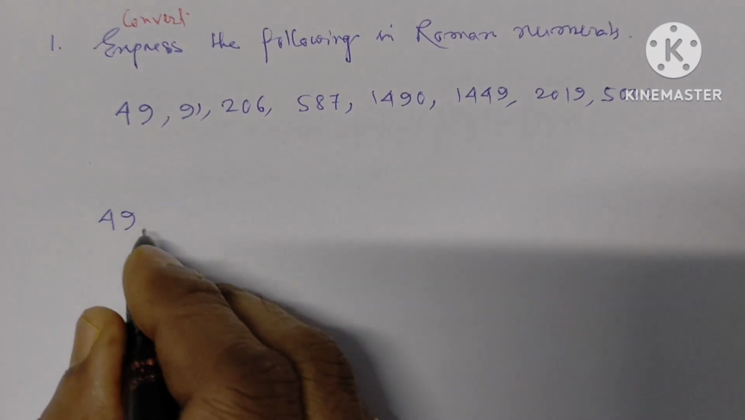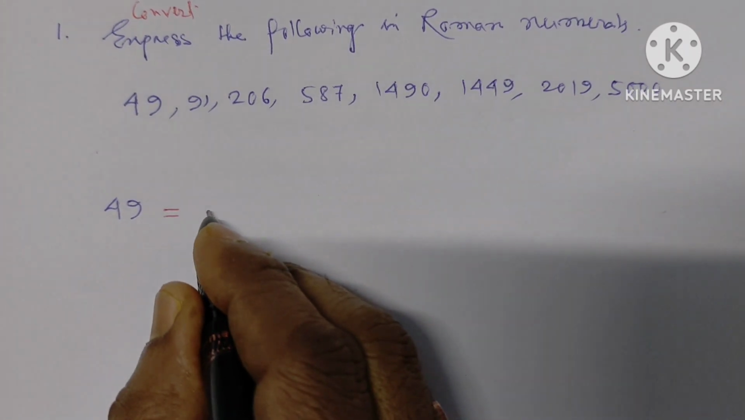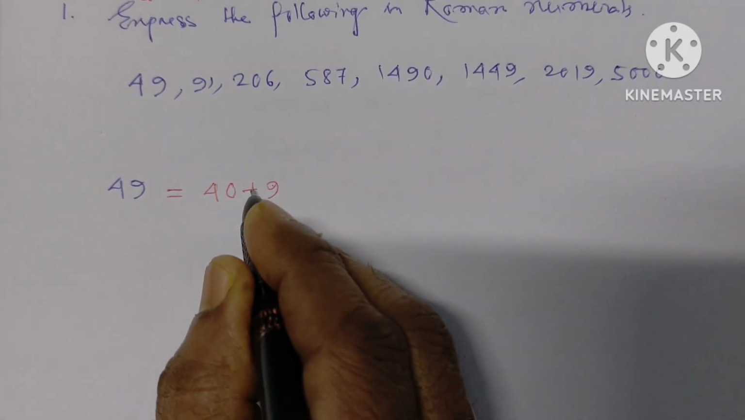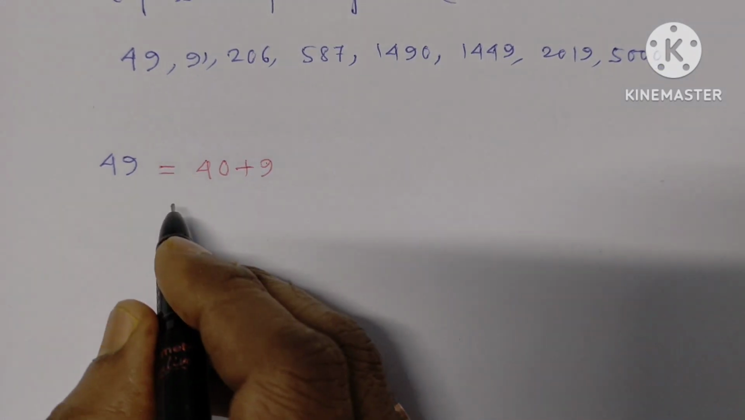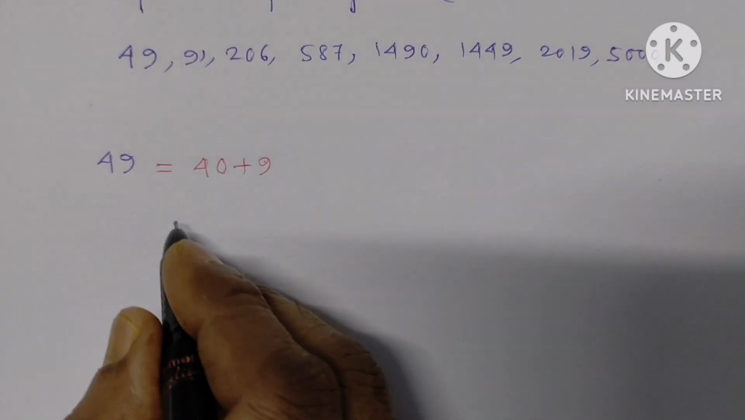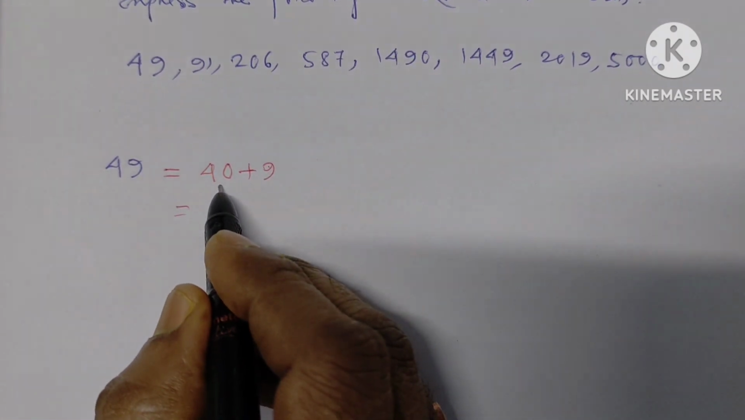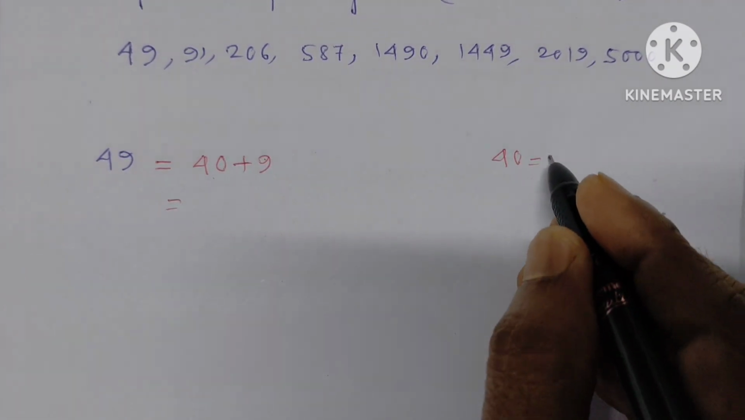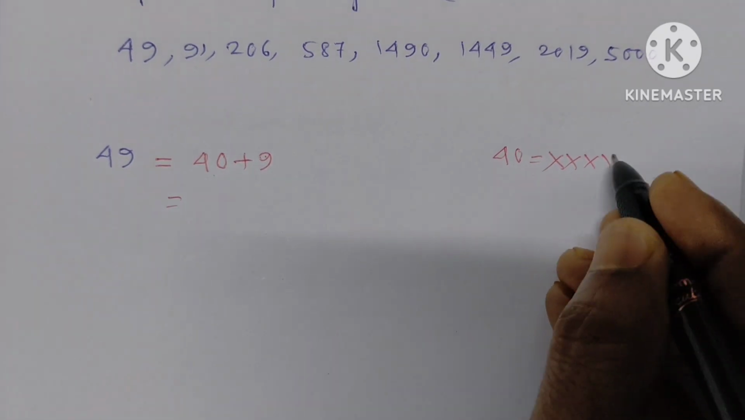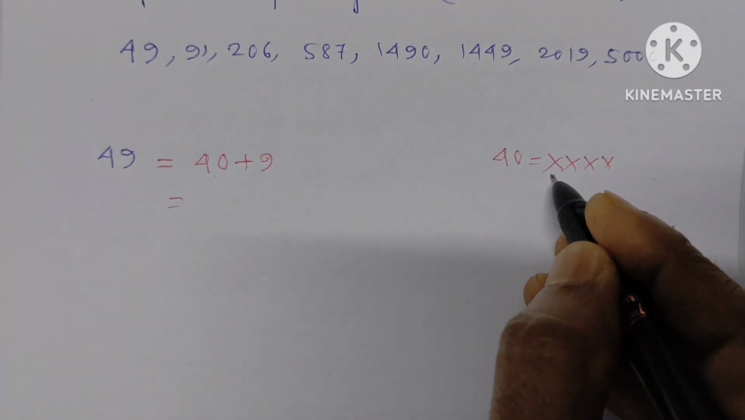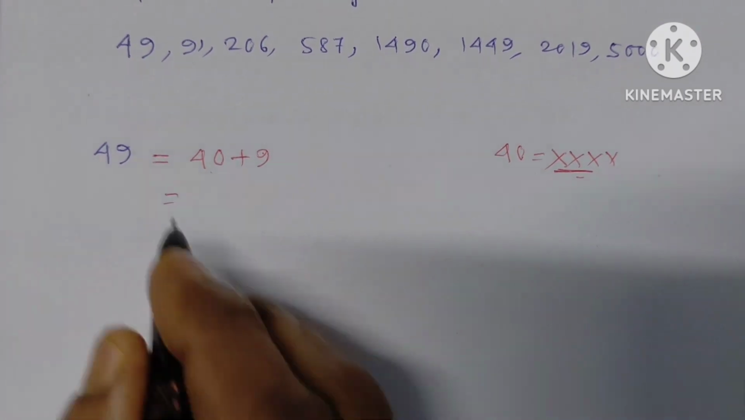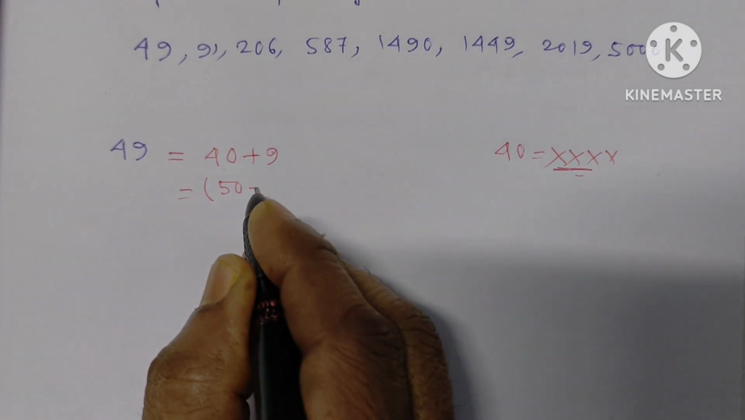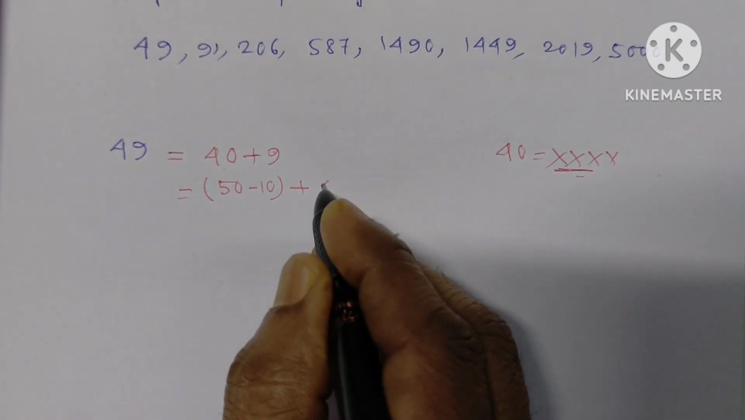49. 49 means what? We can write 40 plus 9 in expanded form, that means 49. Now we have to write in Roman numerals. How will we write? We know that this is 40. We can't write 40 as 10 plus 10 plus 10 plus 10, 4 times. You cannot write X plus X like this because we can repeat only 3 times. It is 4 times. So how will we write? We have to write like this: 50 minus 10 plus 9.